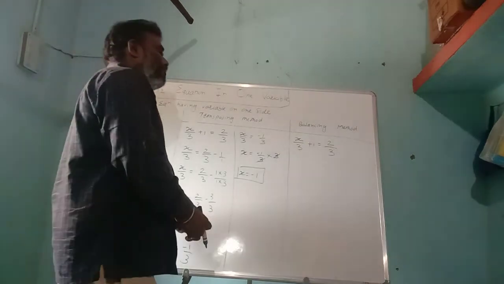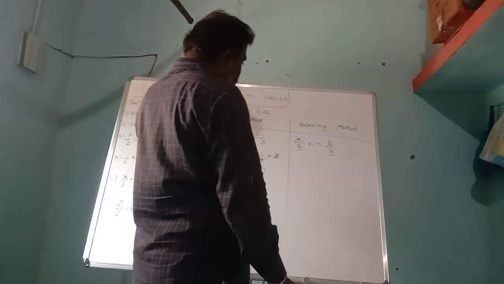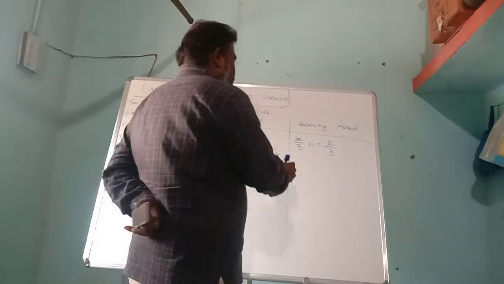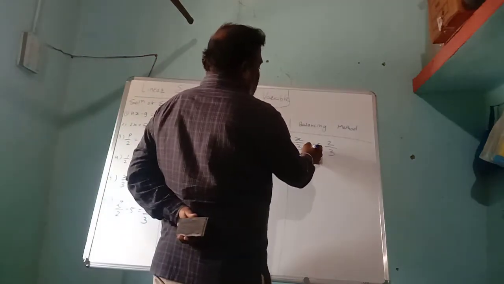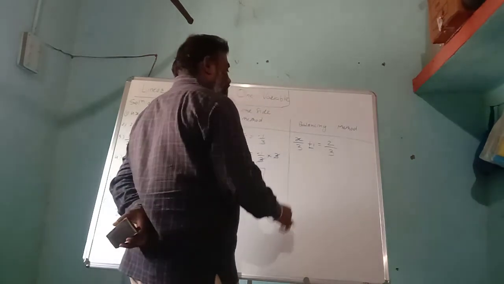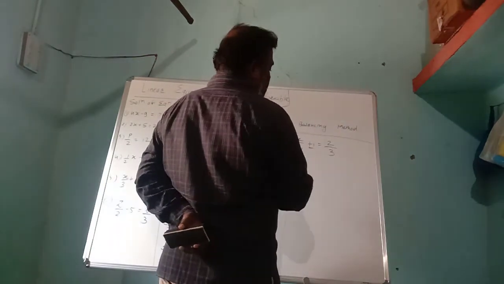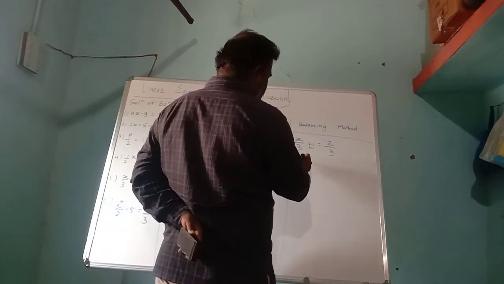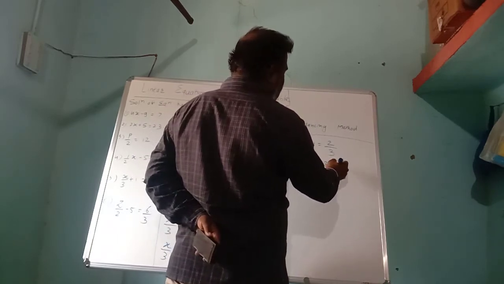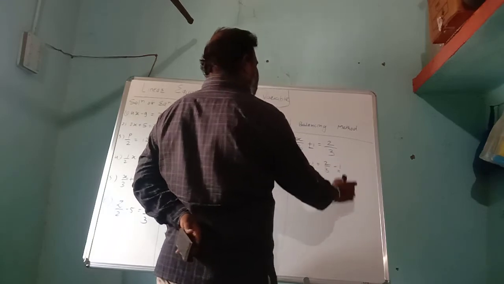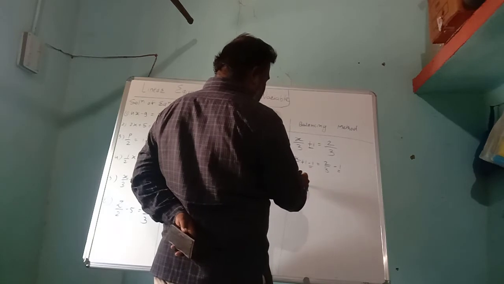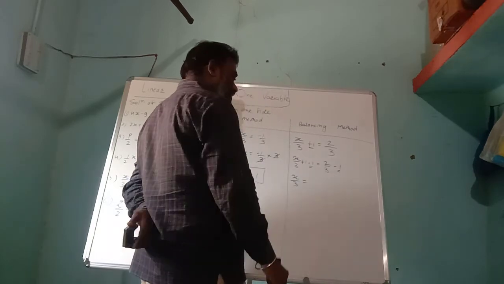Okay. Now we find the solution of the same problem by the balancing method. Here again we have to concentrate on the constant. Here the constant is plus 1, so we have to subtract 1 from both sides. Then x by 3 plus 1 minus 1 equal to 2 by 3 minus 1. The same operation has been carried out on both sides. Plus 1 minus 1 becomes 0. Here x by 3 is balanced.